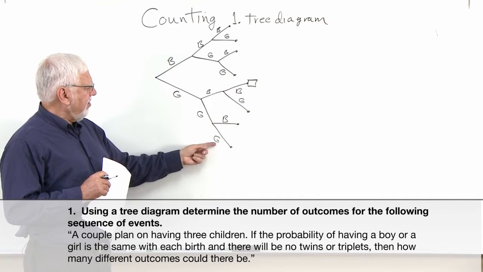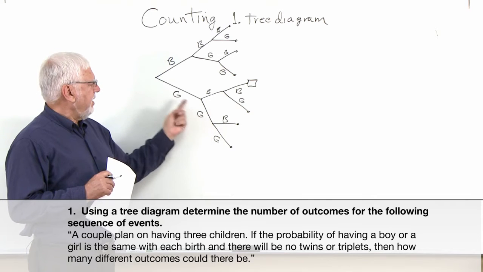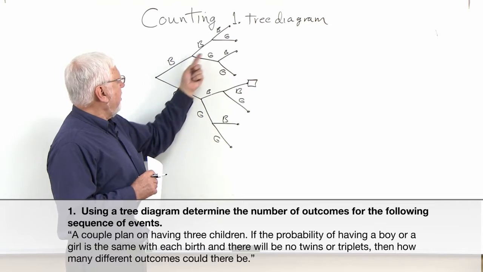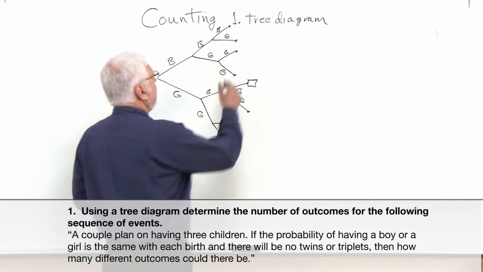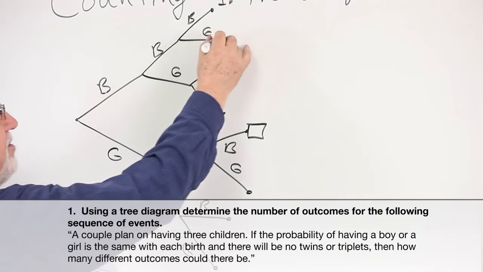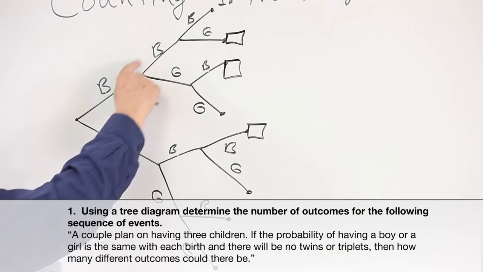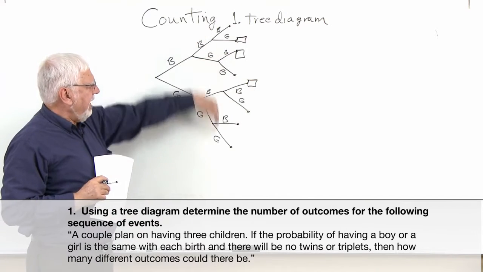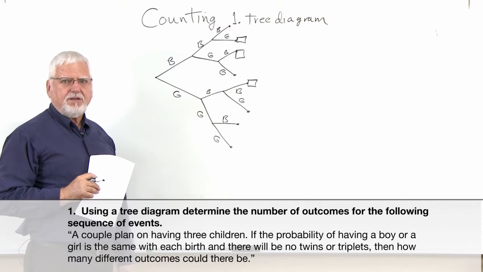Well, girl, girl, girl, that's not it. Girl, girl, boy. Girl, boy, girl, that's not it. Boy, girl, girl. Boy, girl, boy. That one has 2, doesn't it? So then we have boy, boy, girl. This one does. But this one's boy, boy, boy. So we're able to count, and there's 3 out of the 8 that are 2 boys and a girl.